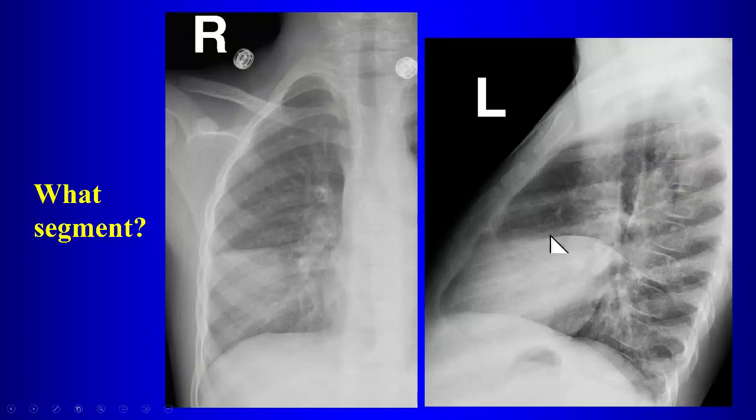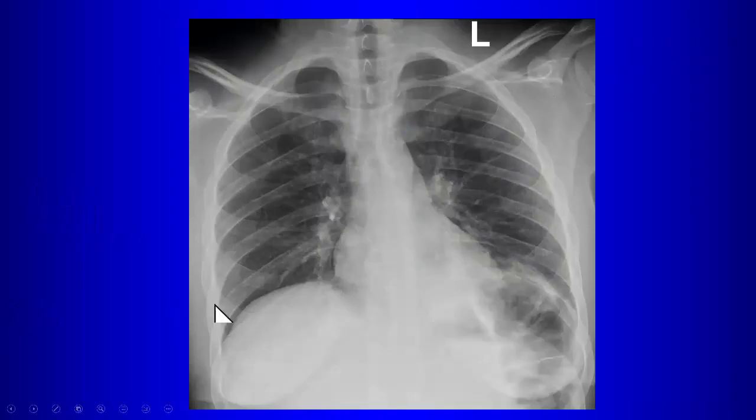Okay, and then here's your lateral view. On the lateral view, whenever we have opacity like that overlying the heart, this is the region of the right middle lobe. So this would be in the lateral segment because it's not obscuring the heart border. So not all pneumonias in the right middle lobe have to obscure the heart border, right? If it's in the lateral segment, not necessarily bordering on the heart, then it will not obscure the heart border.